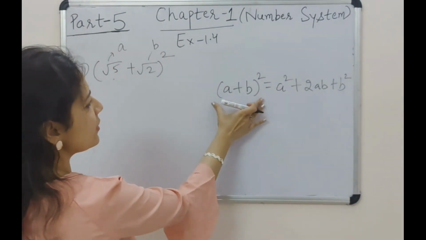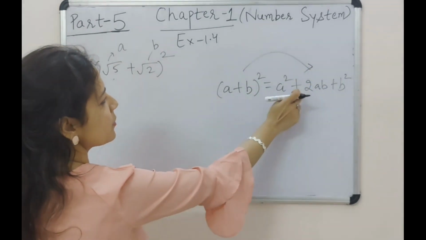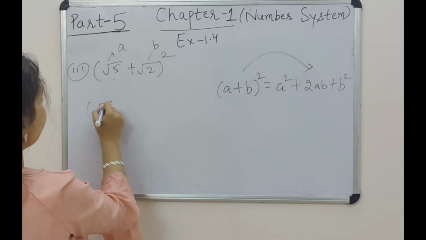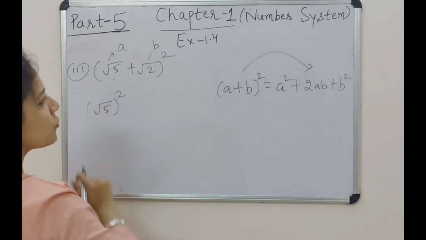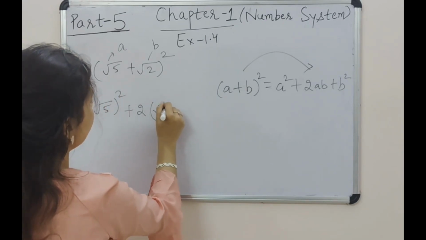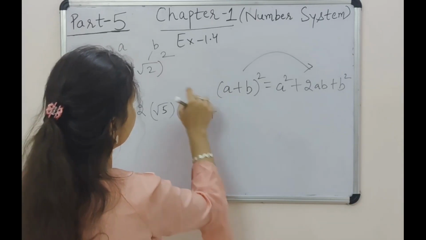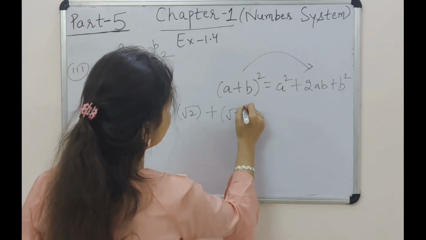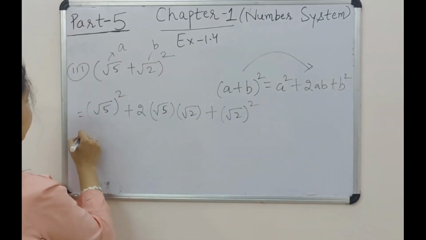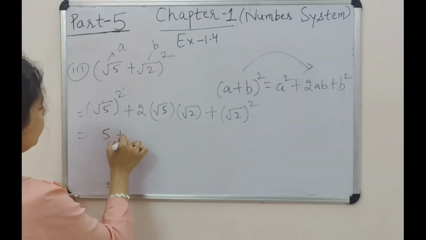So we are given this side clearly, and this is equal to your right hand side. So let's put in the values on this side. In place of a square I am writing root 5 whole square plus 2, this is my a, and my b here is root 2, plus b whole square. So let's simplify. We know square root cancels with the square, it becomes 5.